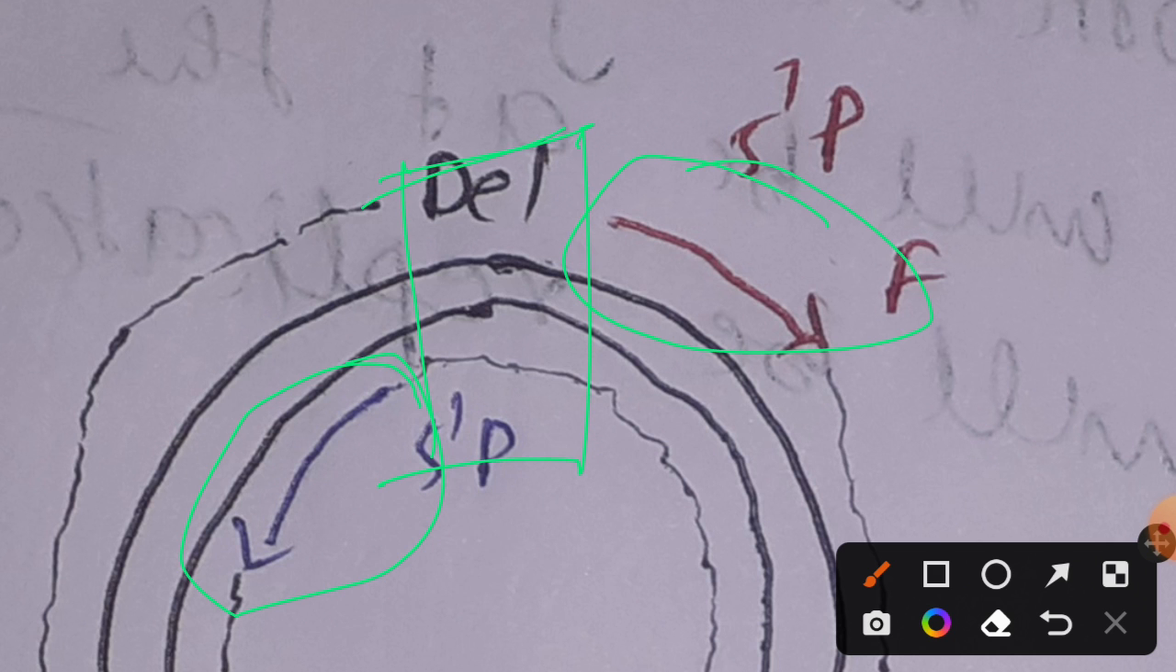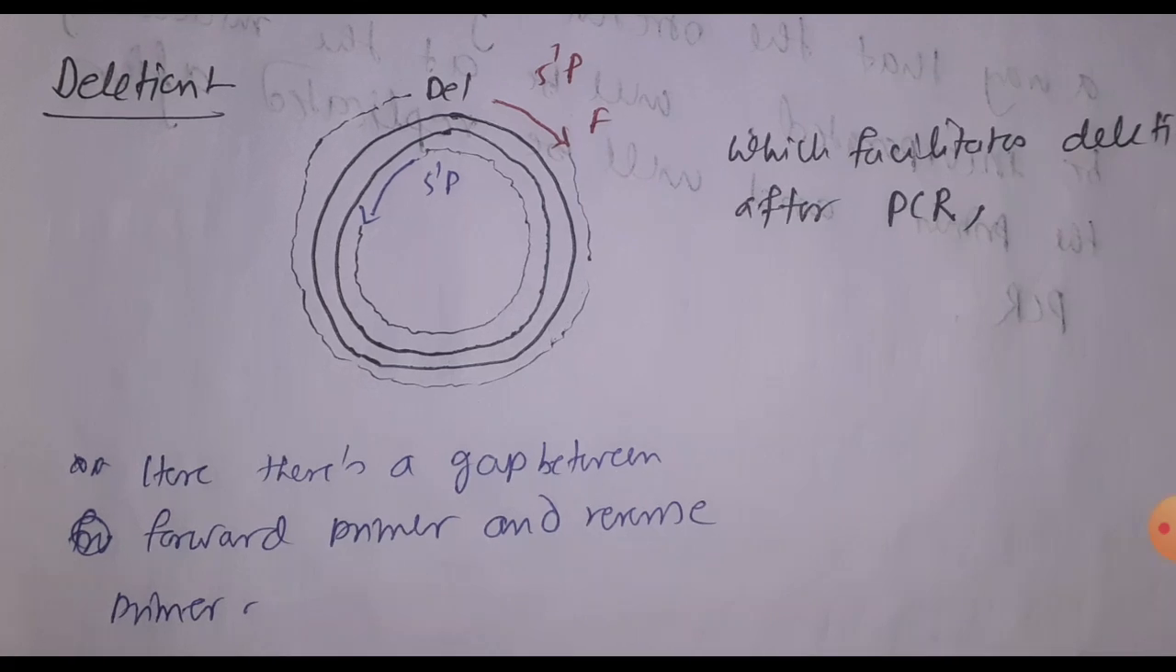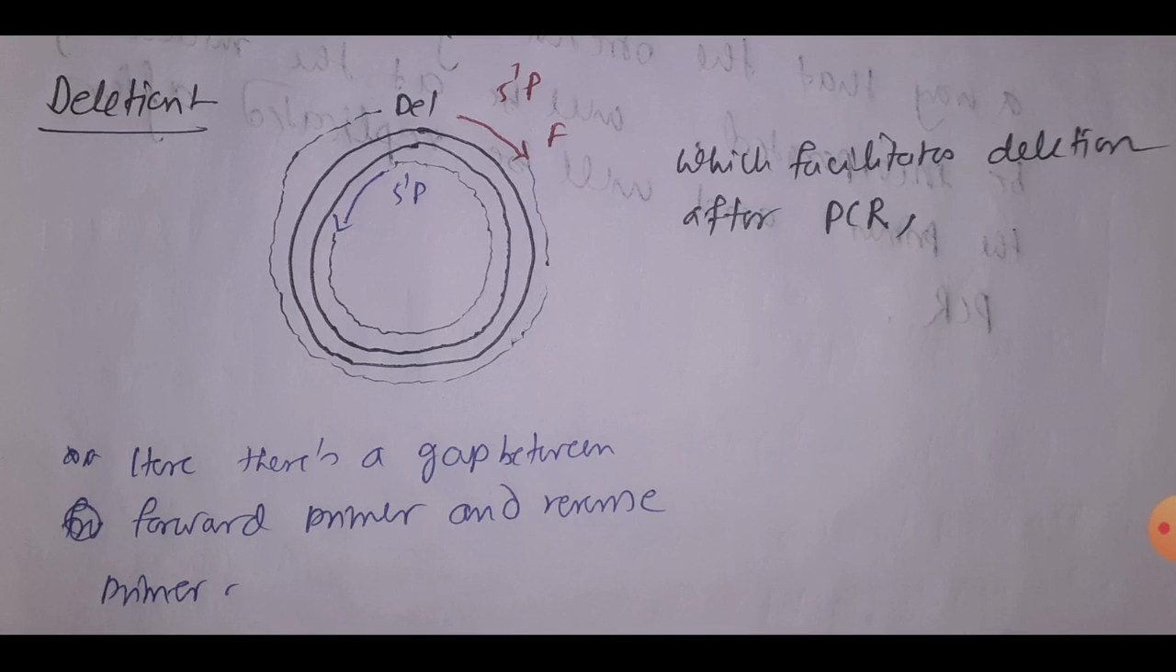Okay, so as a result, when we run the PCR, this part of the DNA template will remain unread by the DNA polymerase, because here we have not provided the primer, right? And as a result there will be a deletion. So that is how, with the help of site directed mutagenesis, we can incorporate a deletion.